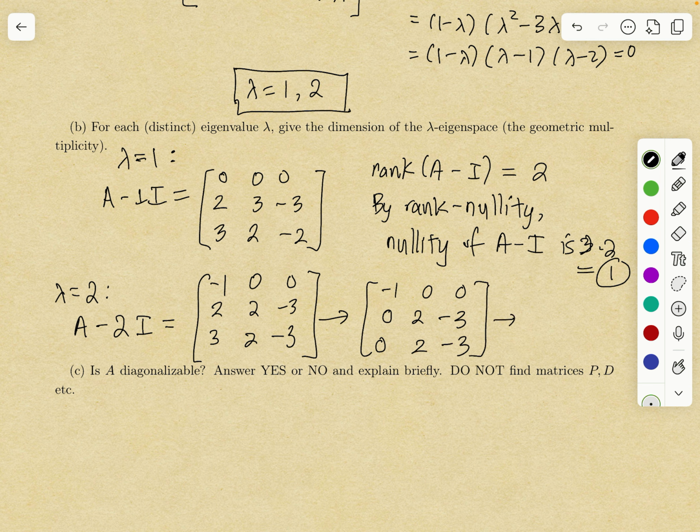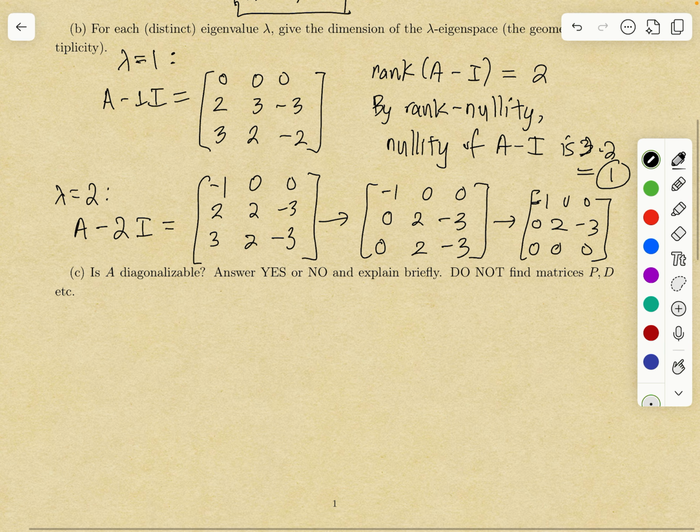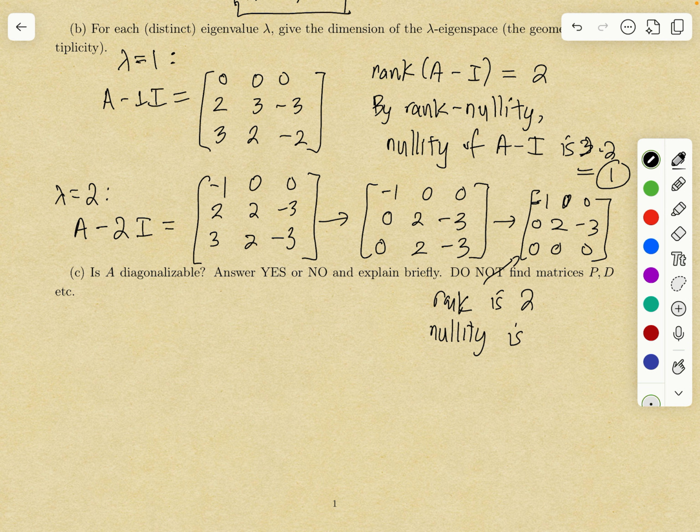And now when I do the elimination again, I see that row 2 and row 3 are the same, so I'm going to get 0, 0, 0 for the bottom row. So what's the rank of this matrix? It's 2, right? So the nullity is 1. So the dimension of the lambda eigenspace for each lambda is 1 and 1.